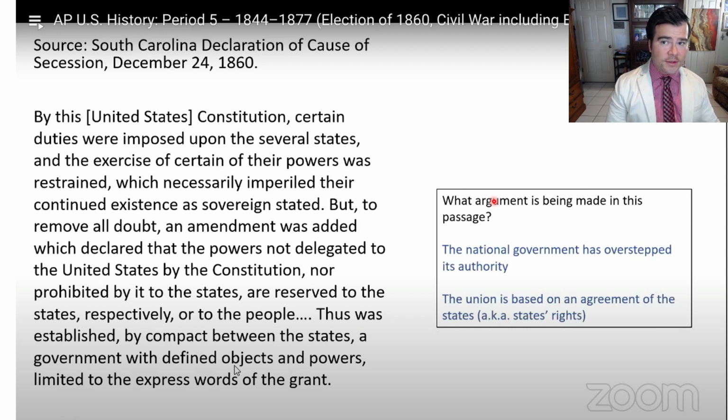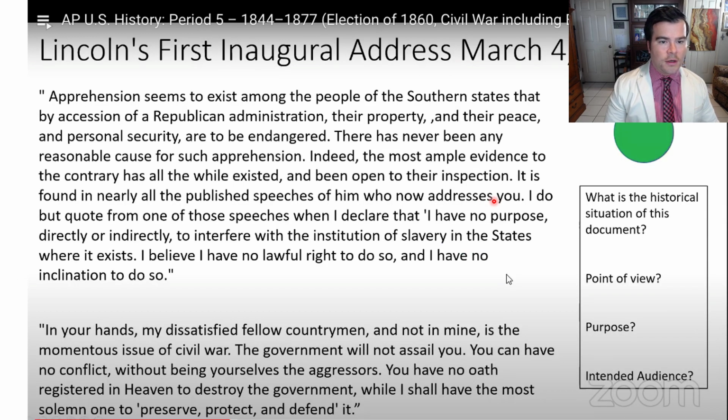And they had caused the nullification crisis in 1832, because of the Tariff of Abominations. So, that rears its ugly head again.